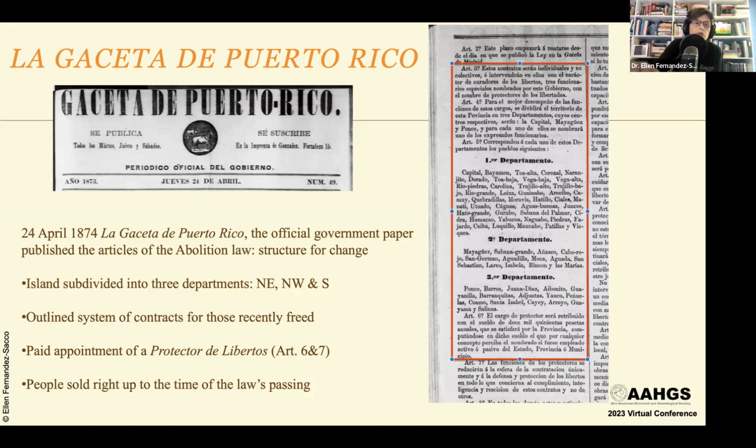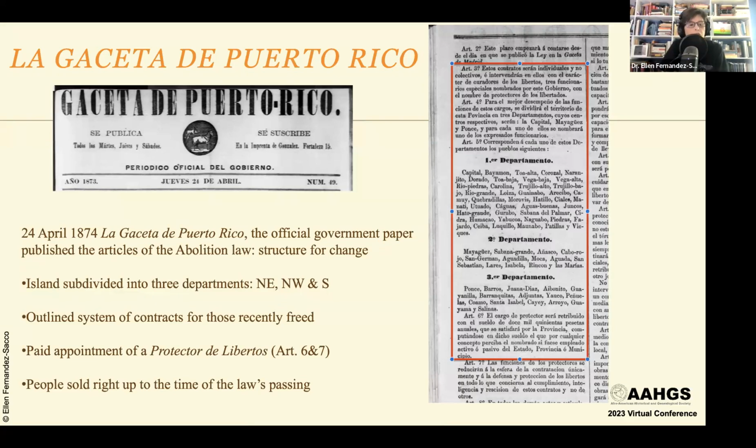What is important for the Registro de Esclavos right now is the 3 departments that were subdivided. And I've kind of shown that in this newspaper clipping here. It's basically the Northeast, the Northwest, and the South. Primer departamento is Northeast, segundo departamento is the Northwest, and the tercer departamento. So the program is administered through these departments through a paid appointment for a protector de libertos, somebody who would oversee the process and be the person in between the contract and the state, the contract, the person, the contract, the state.